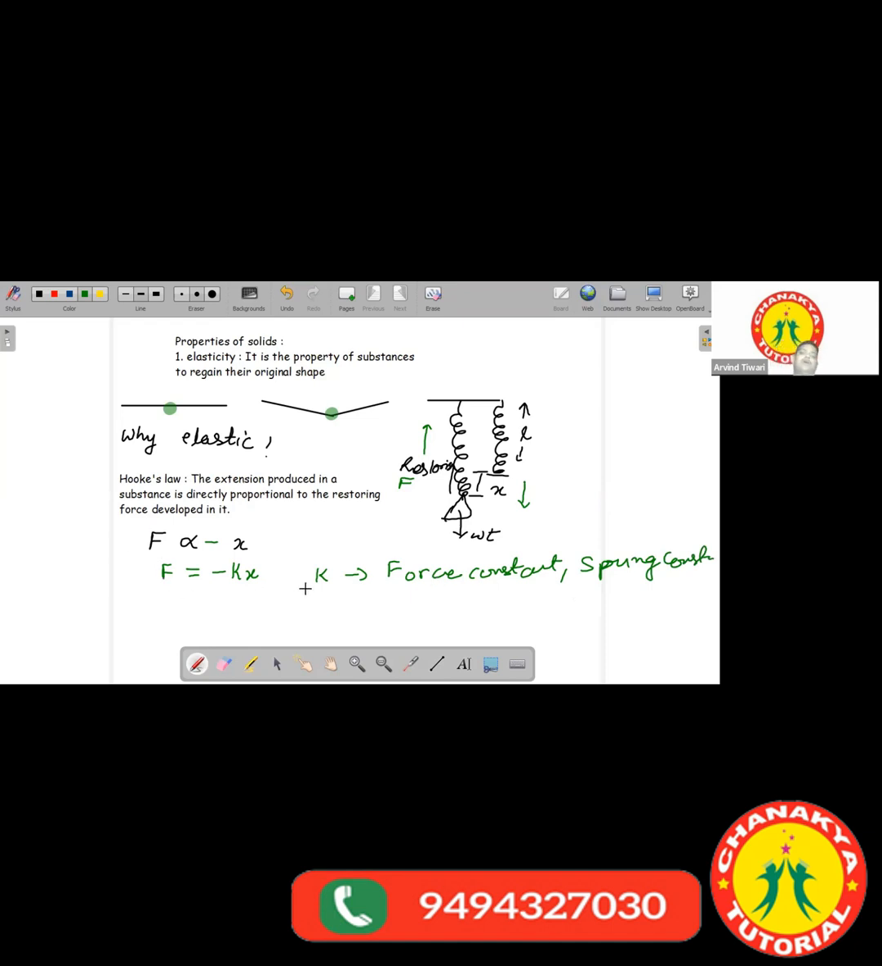So what should be the units of this force constant or spring constant? Newton meter. Yes, Newton meter. The units of this k would be Newton meter. We will measure this k in Newton per meter. Okay, so let us try to solve one question here.